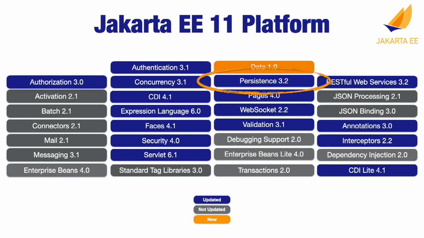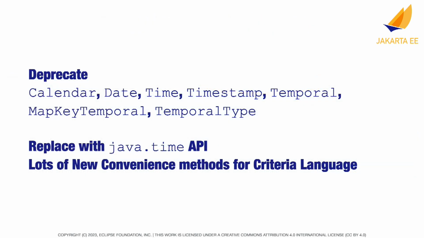So Persistence 3.2, they have a lot of updates. They're doing some deprecations. They're removing all the calendar date and the old stuff, so now you're all using the new datetime API.